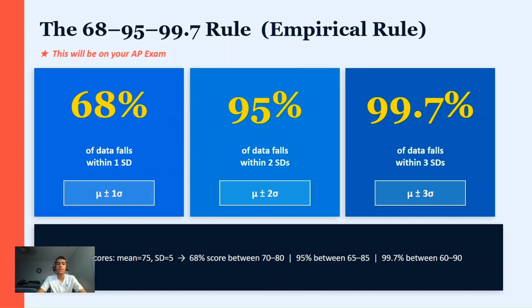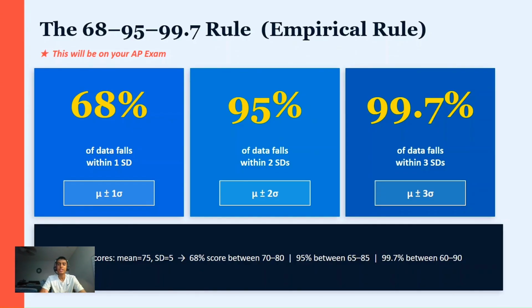Now, here's the rule you need to know. The 68, 95, 99.7 rule. Some people call it the empirical rule. Here's what it says. 68% of the data falls within one standard deviation of the mean. 95% of the data falls within two standard deviations of the mean. 99.7% of data falls within three standard deviations of the mean.